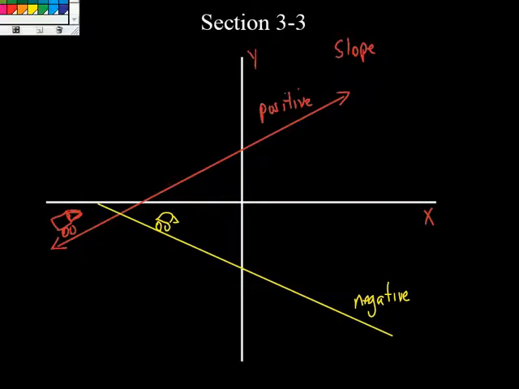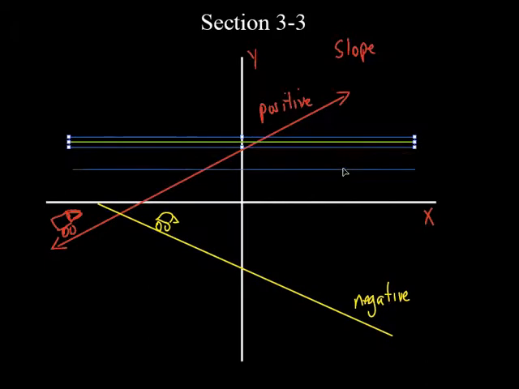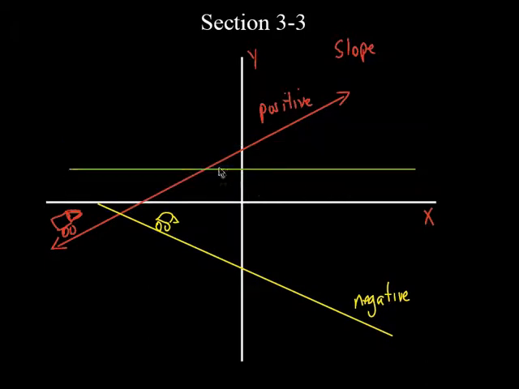Let's look at this one. What if the slope was going completely horizontal? Let's just move it down like this. It doesn't go up a hill or down a hill, does it? It's completely horizontal. So this right here, now write this down, this right here has a zero slope. Zero is a number, okay? And it has a zero slope.